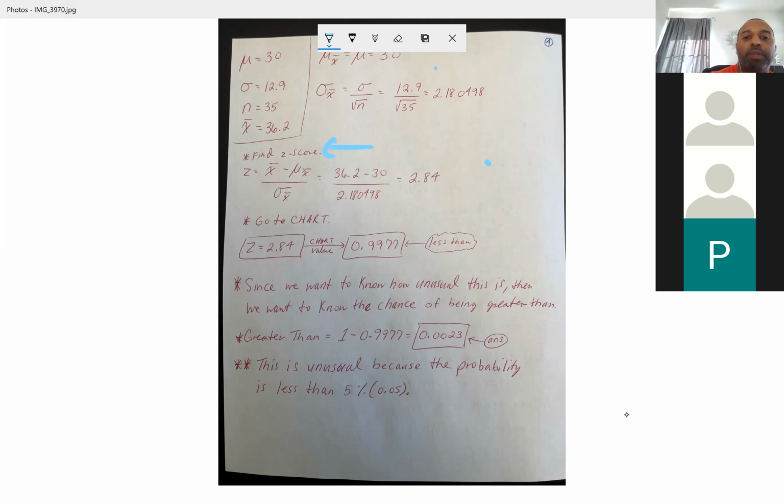And so that's going to be 36.2 minus 30 divided by 2.180498. And how far you go out as far as your decimals are concerned is up to you. The further you go out, the more accurate you are, of course. I just did that for accuracy. But that'll give me 2.84 as a z-score.